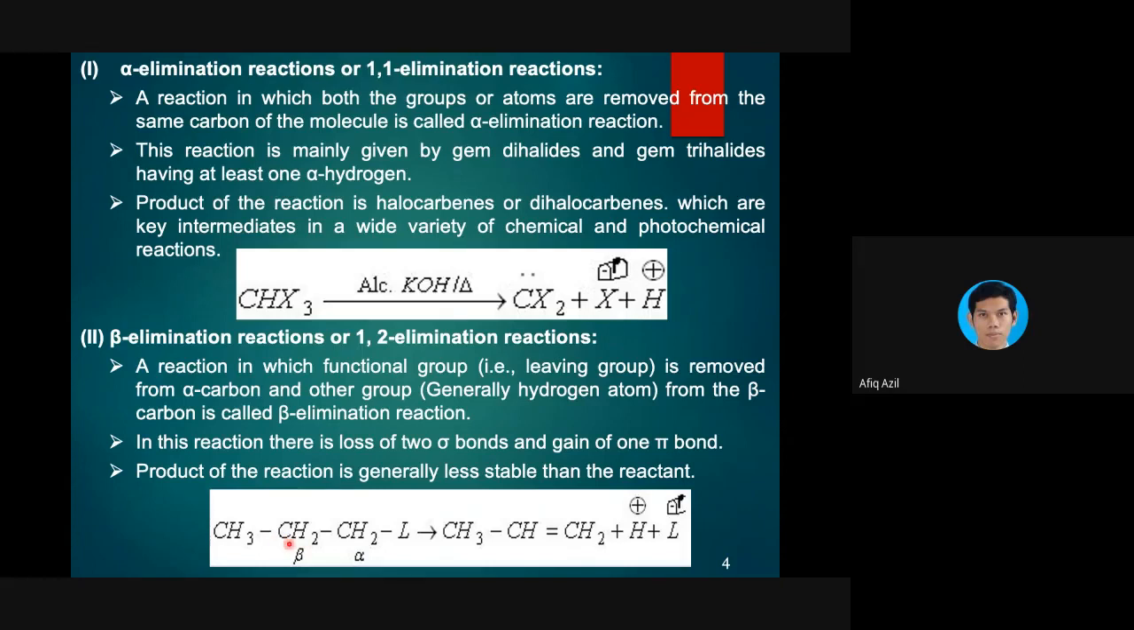Example, here you have the L, which is the leaving group. One of them will be from this carbon and the other one from this carbon. So you have alpha carbon and beta carbon. Alpha carbon is basically the carbon that is attached to the functional group itself. Let's say you have a halogen group. That carbon that is attached to that halogen group is considered to be alpha carbon.